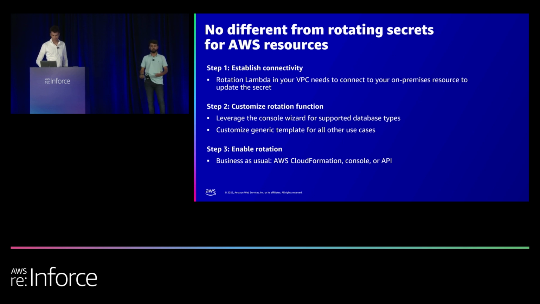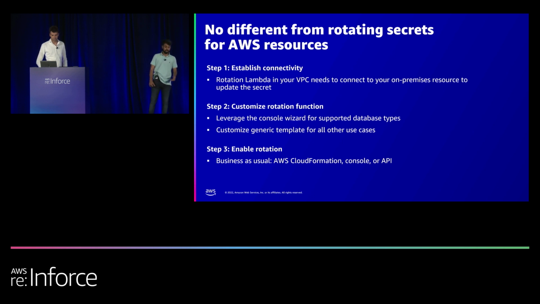Like Kevin mentioned, this could be something like Direct Connect to your on-premises network, or if it's a publicly accessible endpoint, for example, if you're using Twitter and you want to rotate the API key, then that's on the public internet. Your Lambda needs to be able to reach out to the public internet.